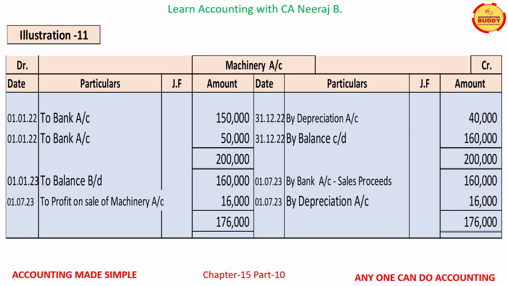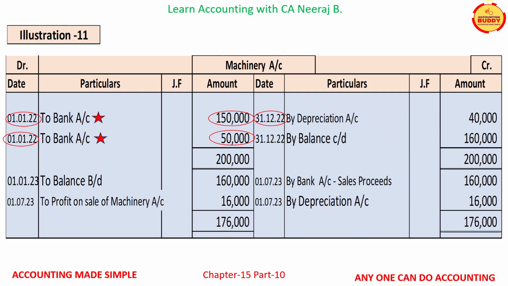Machinery ledger account is displayed on your screens. On 1st of January 2022, business purchased an old machinery for $150,000 and incurred $50,000 on its repair. Both payments are made by check. These transactions are posted on the debit side of the machinery account by writing the words to bank account.